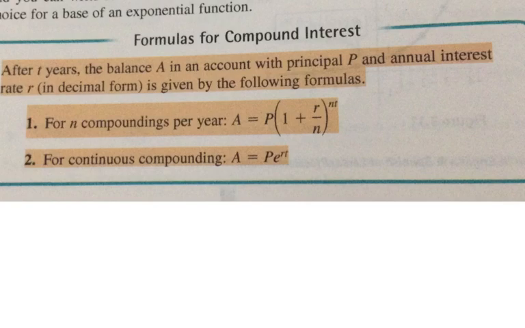P is the principal amount. It's the amount that you are investing or the amount you are borrowing. R is the rate. And it's going to probably be given to you as a percentage. You'll have to make it a decimal.